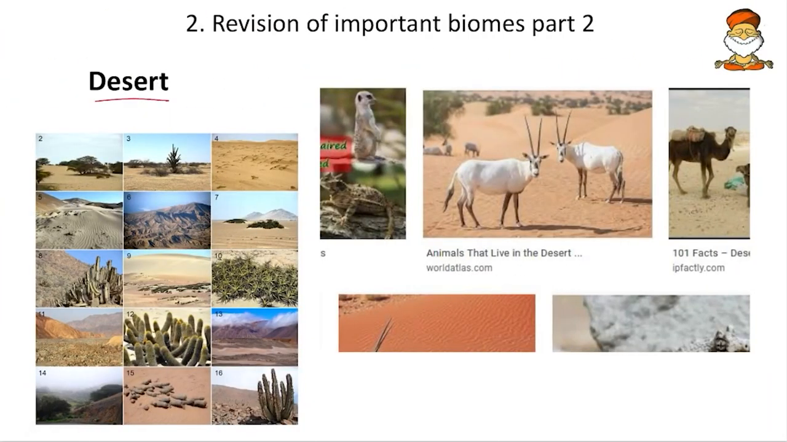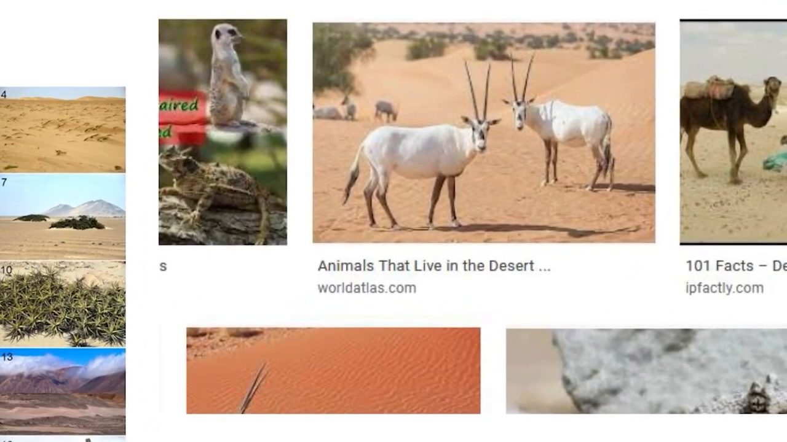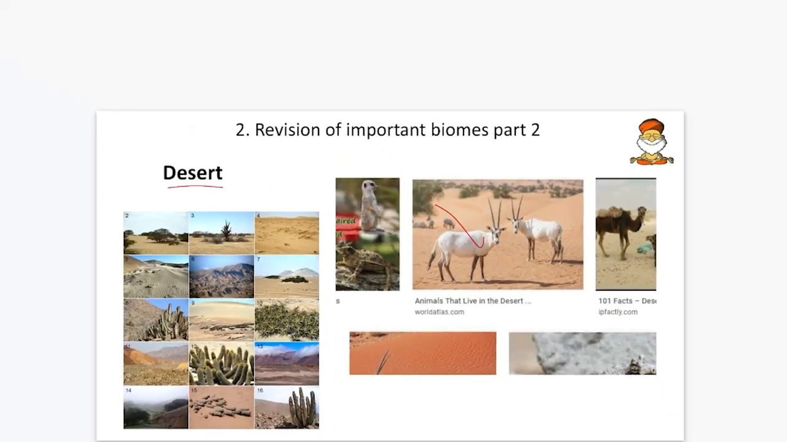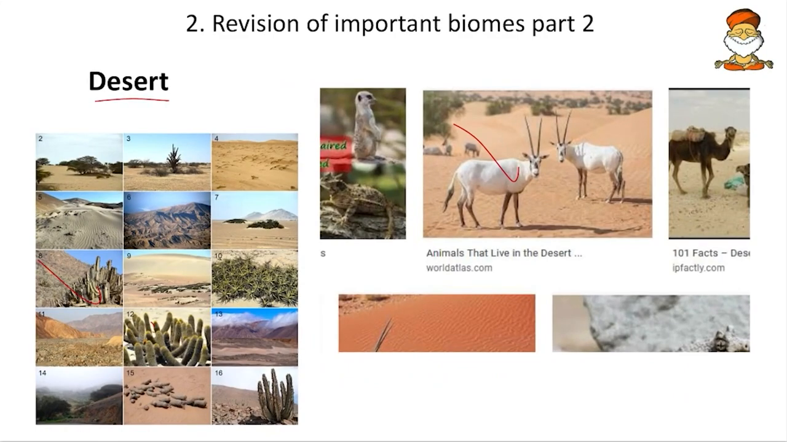And then comes the deserts. So, here desert means the hot deserts and cold deserts. So, hot deserts are basically arid in nature, and here the oryx and camels and others are found in these regions. And obviously, the cactus and the thorny bushes are present in the desert.